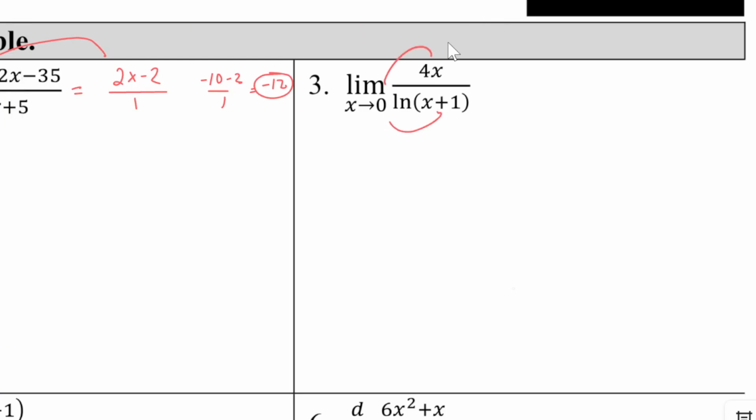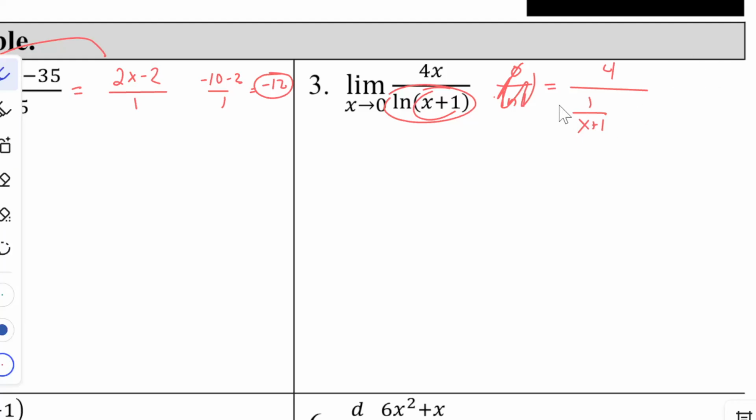Plug in 0. So I get 0 over ln of 1, which is 0. You should probably know that. I don't know, but you're supposed to know it. You can punch it in your calculator if you want. Okay, so I took the derivative. Top is easy, 4. Bottom, you might have forgotten that one. It's 1 over x plus 1 times the derivative of the inside, which is just 1, so I don't need it. It's a little bit weird.